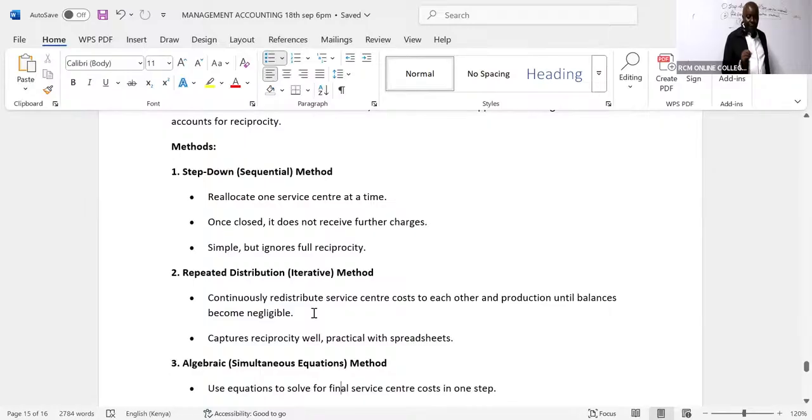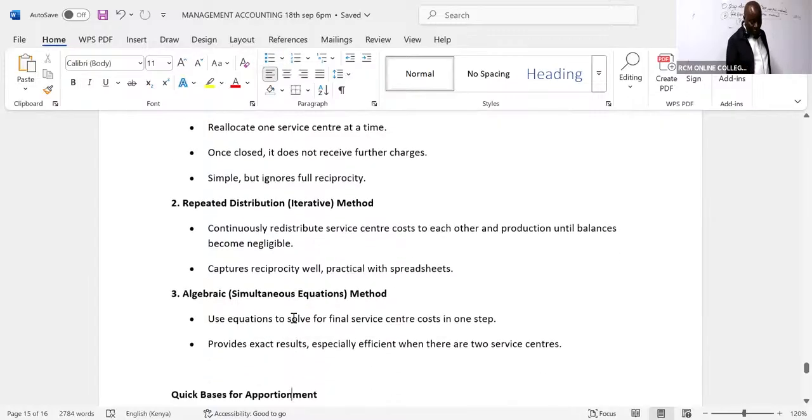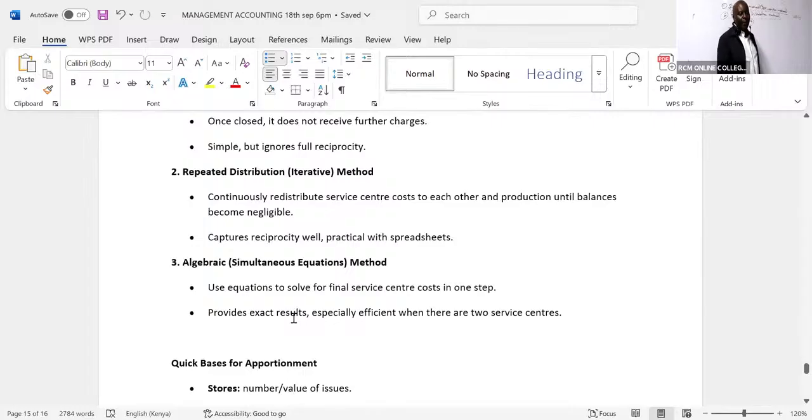It captures reciprocity very well. And then we have number three. Number three is what we call the algebraic, or simultaneous equations method.